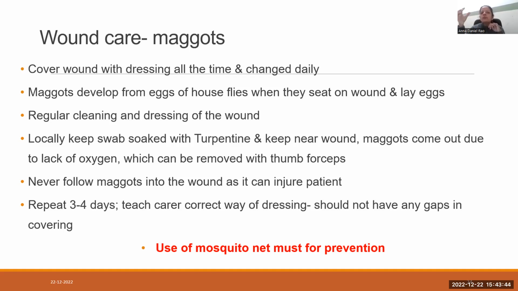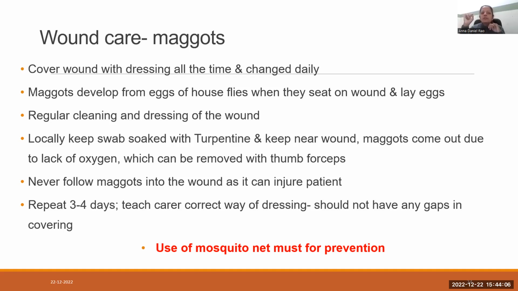Okay, so at that time you have to take up the maggots with the help of forceps, thumb forceps, and then keep a cotton ball in that also. You have to pour a little turpentine and place the maggots inside. Okay, so they will die there.